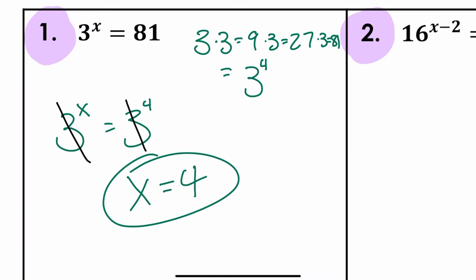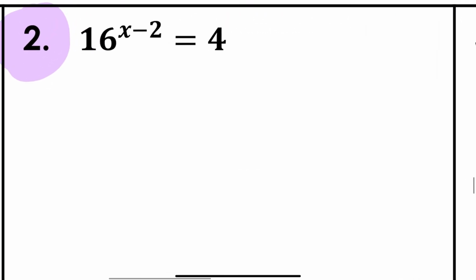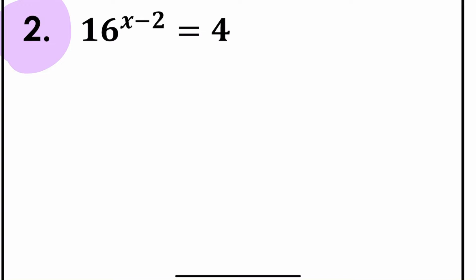Not too bad. Okay, let's try another one. Let's do number 2. Okay, so we got 16 to the x minus 2 equals 4. Okay, I know 4 will go into 16, so 4 will be my base. So I'm going to need to change this 16 to have a base of 4. The way I do that is multiply 4 by itself until we get to 16. So I got 4 times 4, and we're already there. We already got 16. So it took us 2 4s to get there, so we got 4 to the 2nd power.